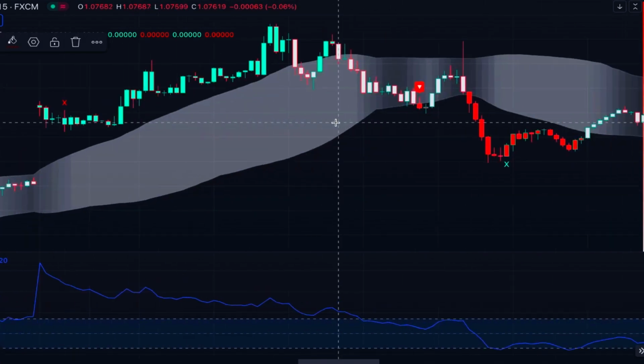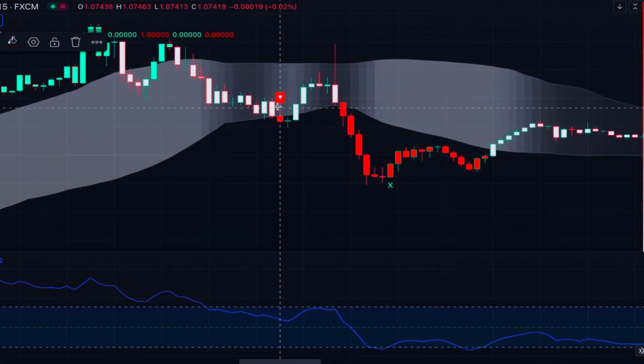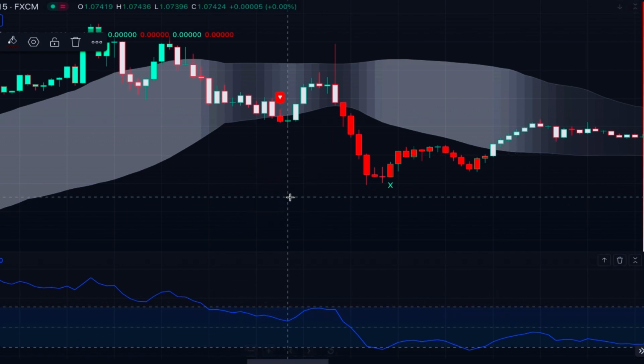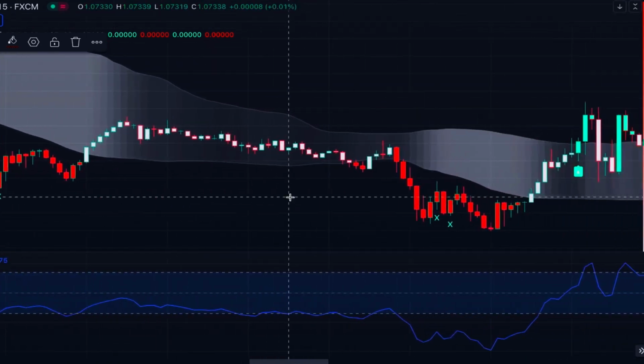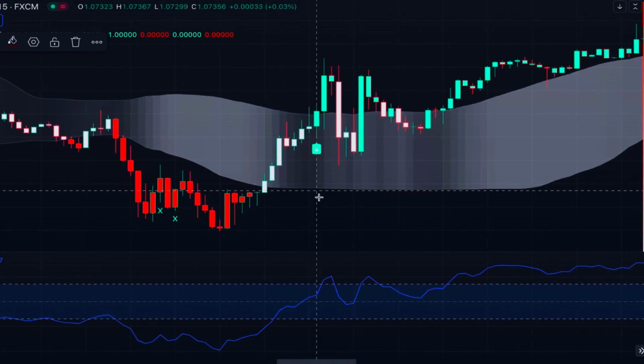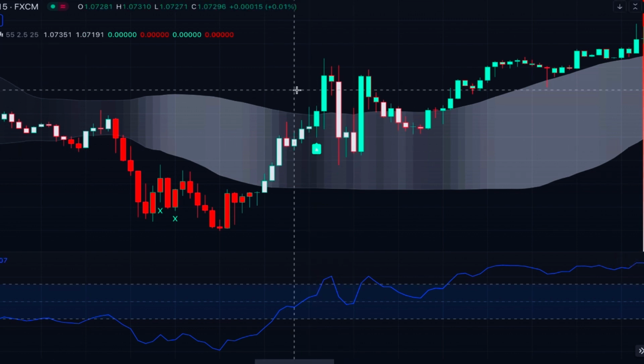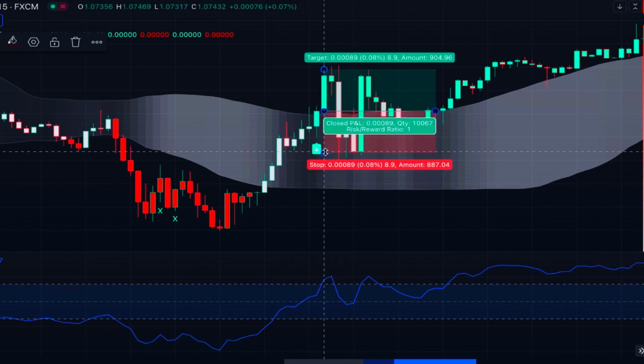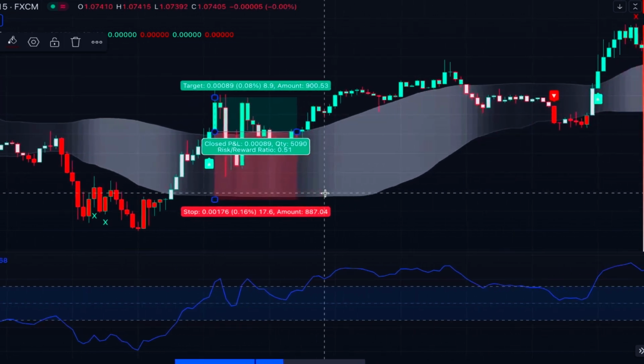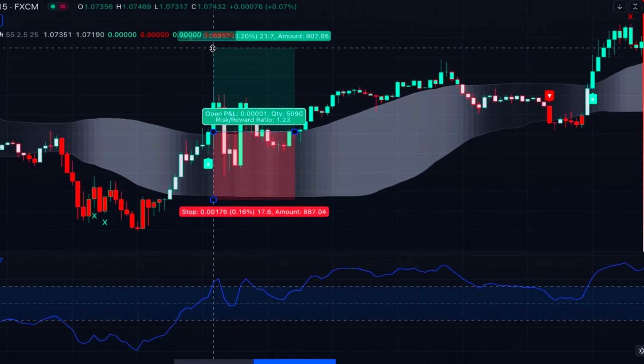Moving on the chart, here we have a sell signal, but this sell signal here is rejected because the CCI line is above the center line. And after that, we have another buy signal here. And when we check CCI, we can see that the CCI line is between the center line and 70. So the buy signal here is confirmed, and we can enter a long position at this point with the stop loss below the cloud and the profit target at 1.5 risk to reward ratio.